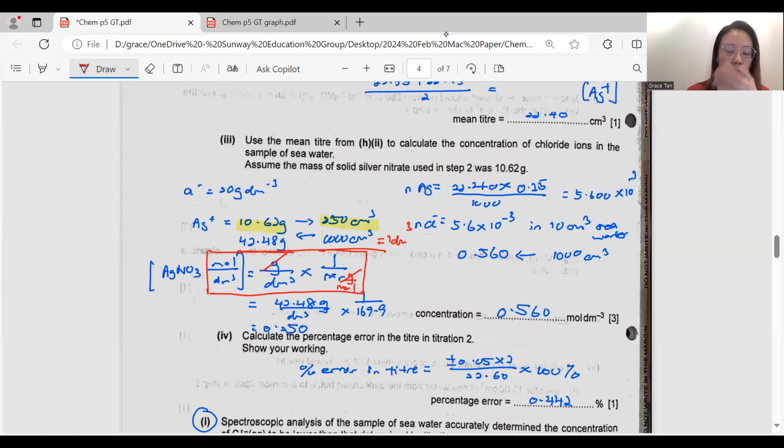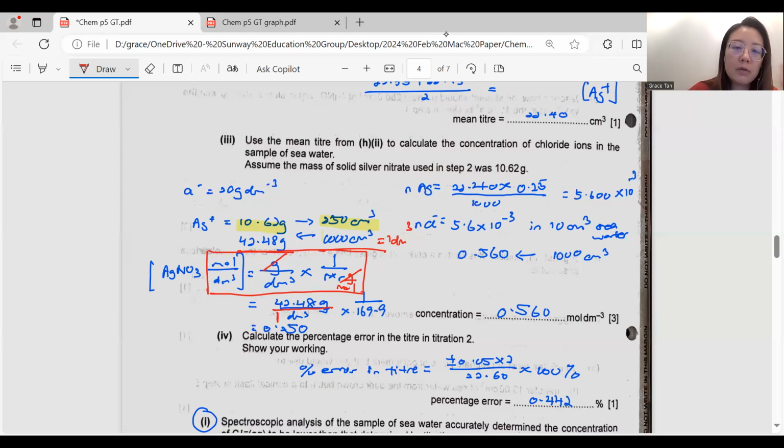If you want to find the concentration of silver nitrate in mole per dm cube, you have to take the density in 1 dm cube, which I calculated as 42.48 here, and divide it by the molar mass of silver nitrate, which is 169.9. Hence, the number of mole per dm cube calculated is 0.250. That's the concentration of silver nitrate, mole per dm cube.